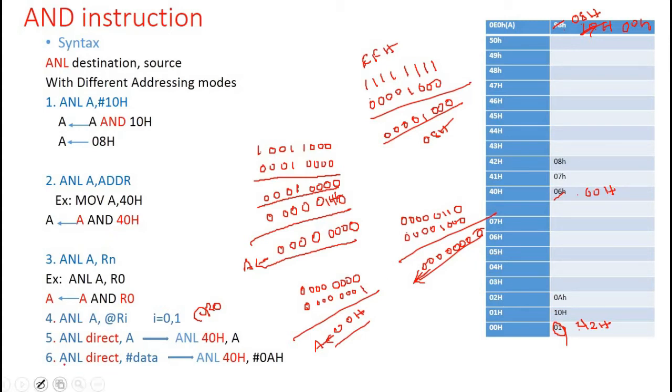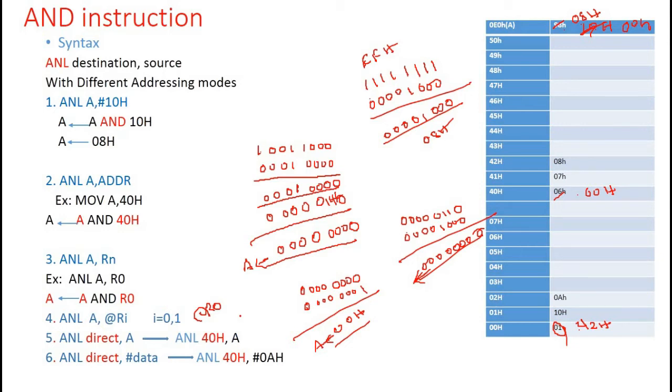And next we have ANL direct comma #data, which is the immediate addressing mode. The AND operation takes place between the data present in the 40H memory location and the immediate data 0AH, and after the operation the result will be stored in 40H. Okay, fine. I hope this is clear.